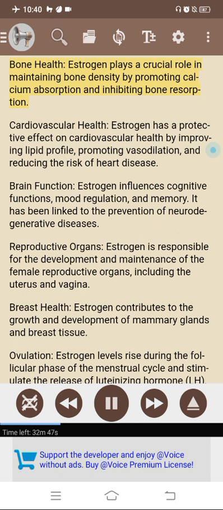Bone health. Estrogen plays a crucial role in maintaining bone density by promoting calcium absorption and inhibiting bone resorption. Cardiovascular health. Estrogen has a protective effect on cardiovascular health by improving lipid profile, promoting vasodilation, and reducing the risk of heart disease.